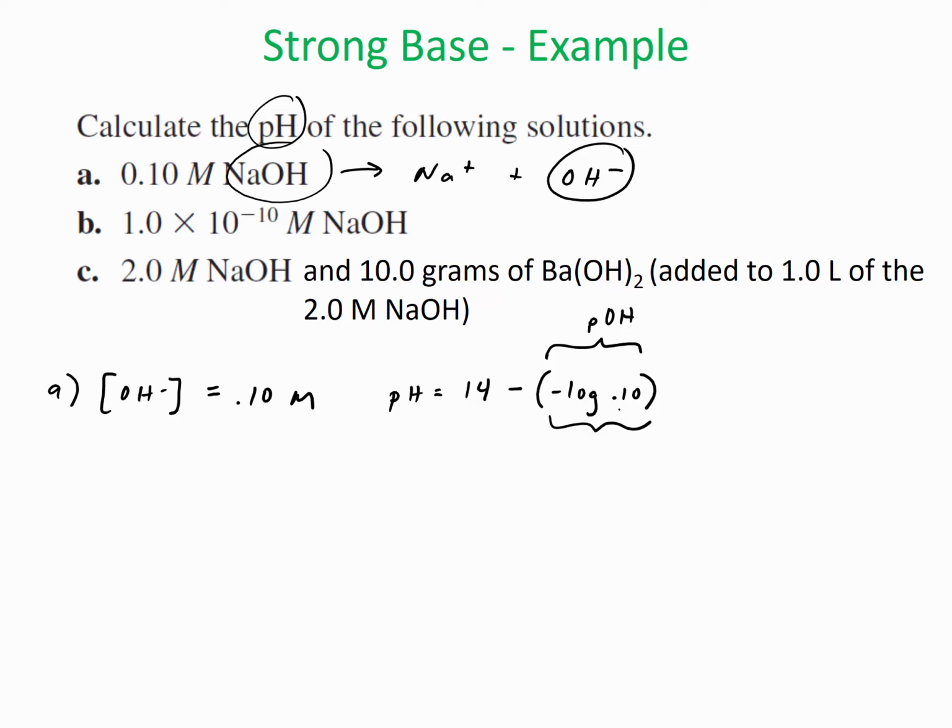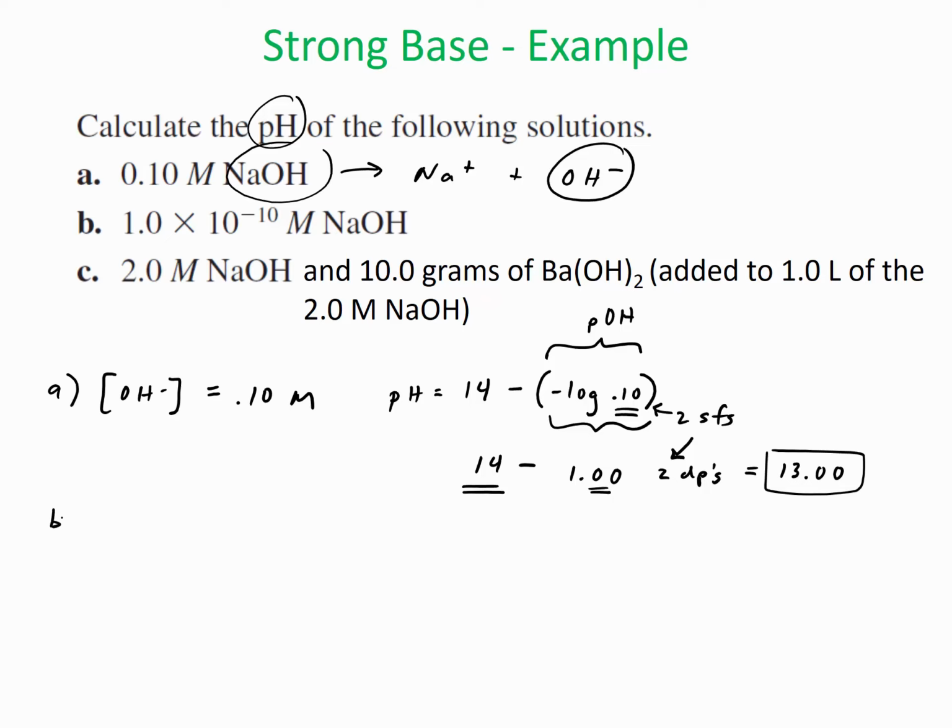But I need to apply the sig fig rule. I should have 2 sig figs, so my answer here should have 2 decimal places. So this should be 1.00. Then when we subtract from 14, this 14 is exact, so it should not limit my answer. My answer should have 2 decimal places, so this should be 13.00 for that one.